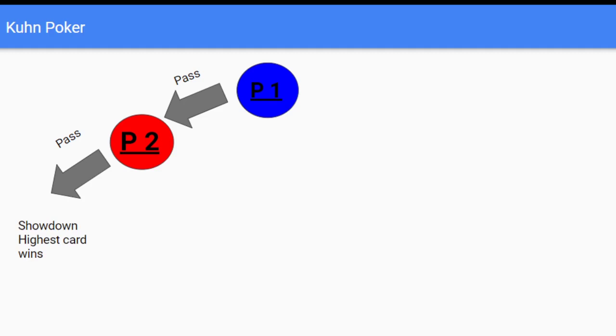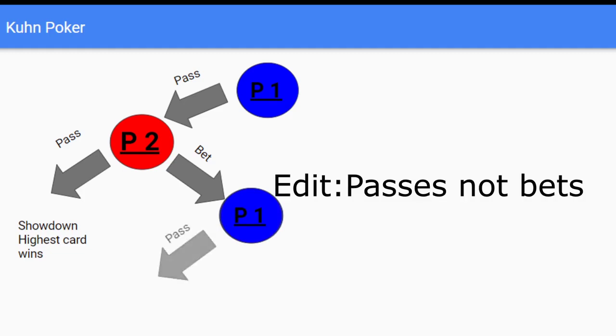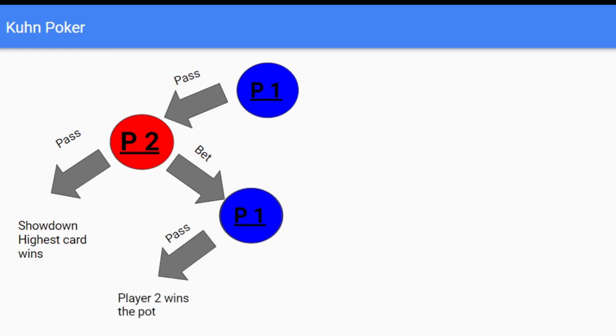Now if player 2 bets instead, it goes back to player 1, and player 1 has 2 options, pass or bet. If player 1 passes in this situation, this is the same as a fold, where player 2 automatically wins the pot. Now if player 1 bets, there's no re-raising, so both players turn over the cards and we have a showdown for the highest card wins.